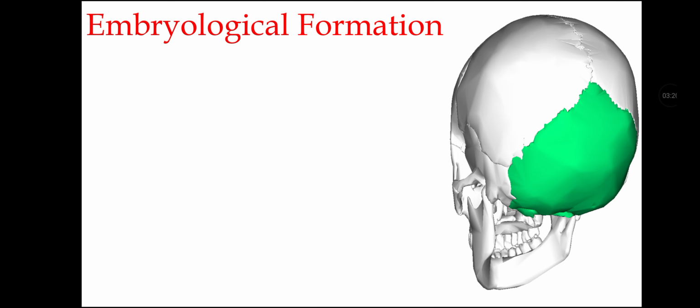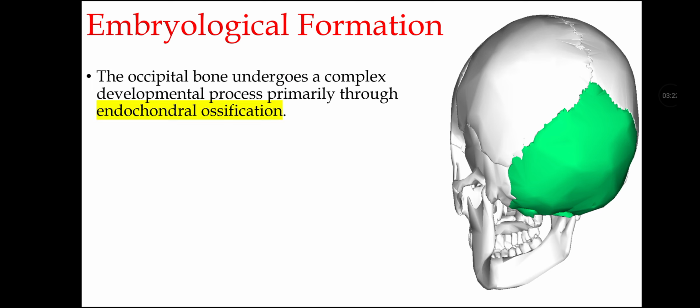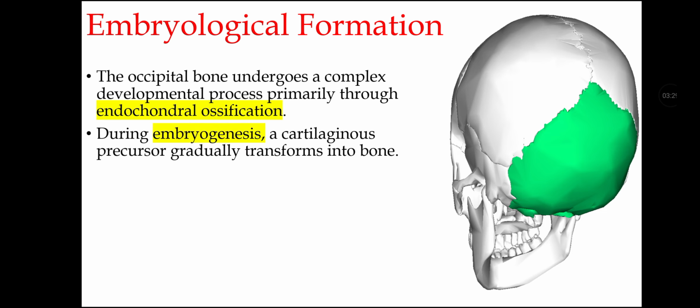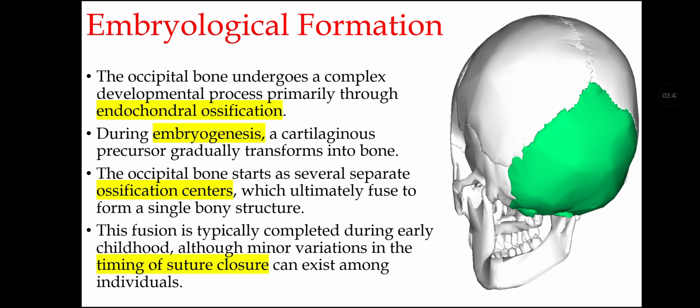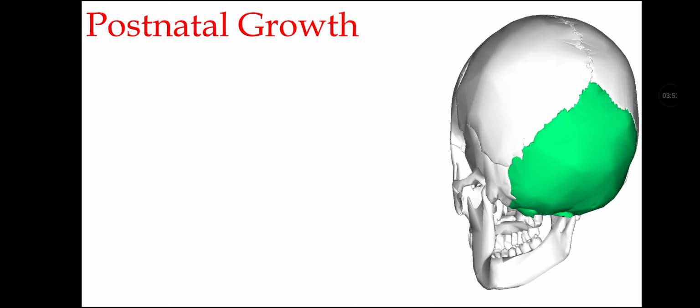Now let's talk about the embryological formation of the occipital bone. The occipital bone undergoes a complex developmental process primarily through endochondral ossification. During embryogenesis, a cartilaginous precursor gradually transforms into bone. The occipital bone starts as several separate ossification centers, which ultimately fuse to form a single bony structure. This fusion is typically completed during early childhood, although minor variation in the timing of suture closure can exist individually.